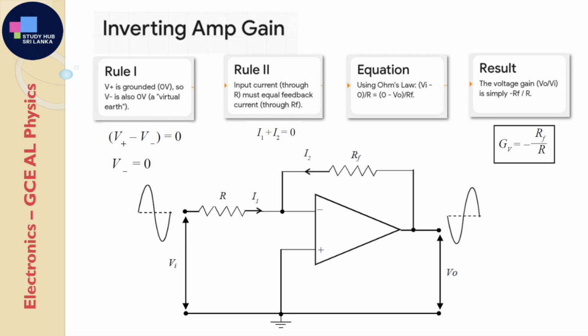Now for rule 2. No current flows into the input terminal. So any current coming through that first resistor, R, can't go into the op-amp. It has to go through the other resistor, RF. If we write that out using Ohm's law and do a little bit of algebra, we end up with this beautifully simple formula. The gain is just negative RF divided by R. That's it. You are in complete control of the circuit.